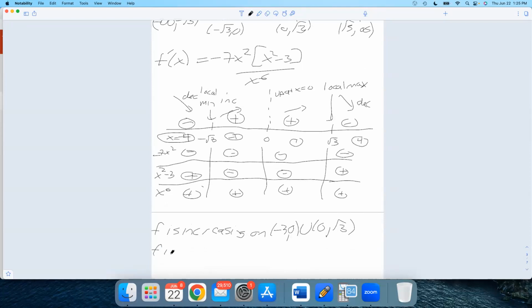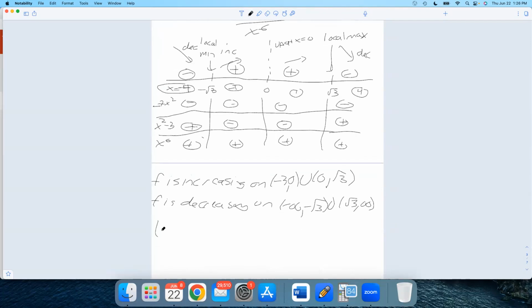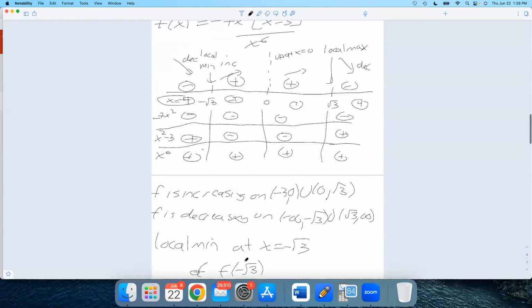F is decreasing on which intervals? This interval here, -∞ to -√3, and then again, √3 to infinity. We said we had a local min at x equals -√3, now we've got to plug that value back into the original. Mistakes happen here all the time.